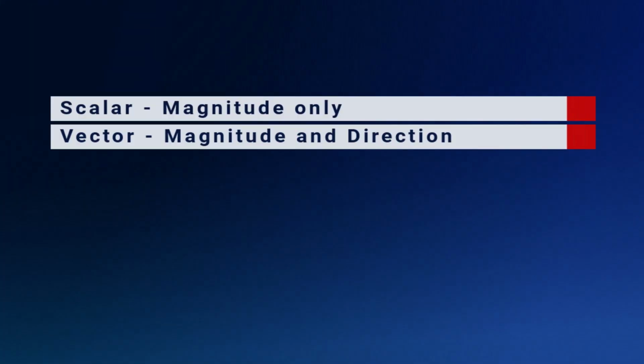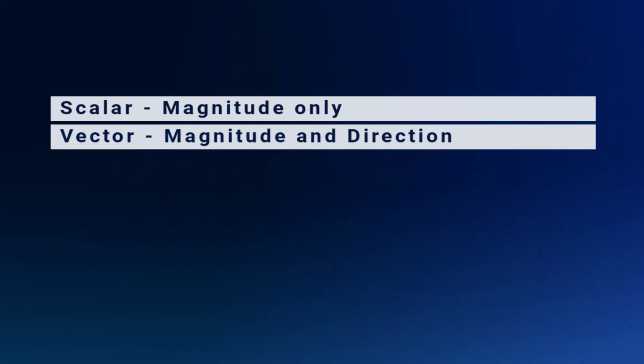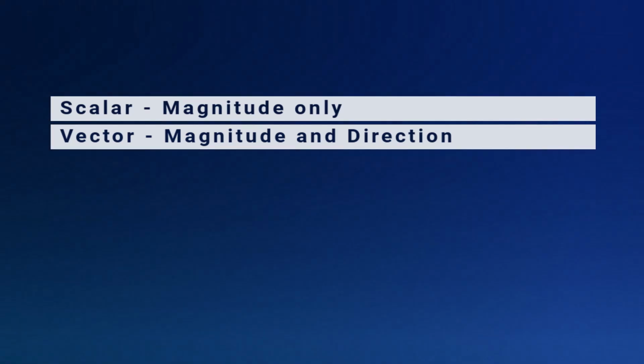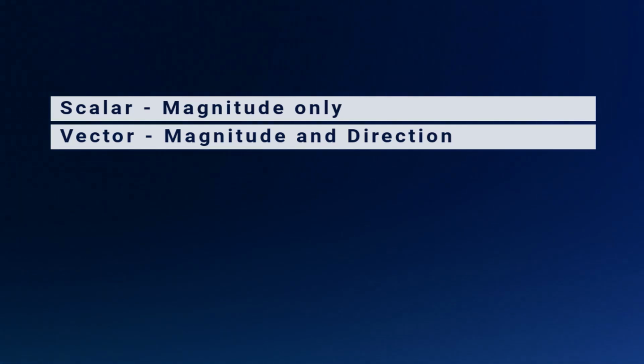Let's summarize what we've learned today. First, we explored the difference between scalars and vectors. Scalars require only the magnitude, while vectors require both magnitude and direction. It's crucial to carefully read each question to determine whether it's asking for a scalar or vector quantity and ensure your answer includes the appropriate elements.